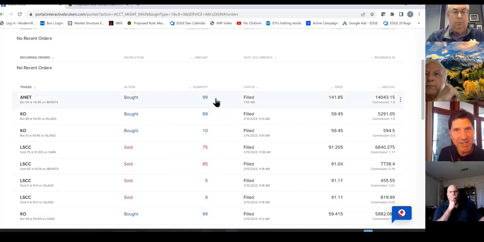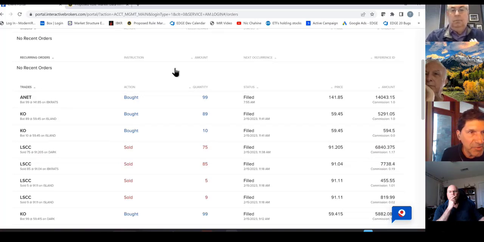I bought 99 shares. Where did it execute? It executed in my own broker's alternative trading system. What that means is I put the trade in at the market at 141.85. I took the best price available, knowing that in the worst case, my own broker is going to have to buy it from me. That's the law. Sometimes they can send it out to somebody else.